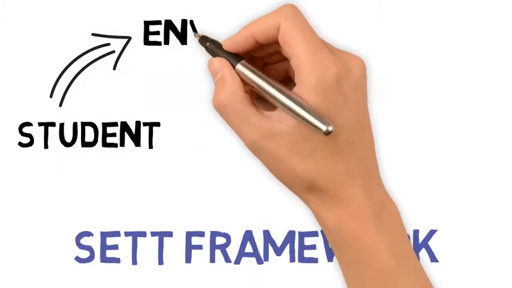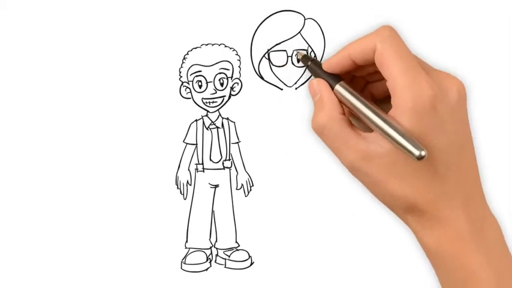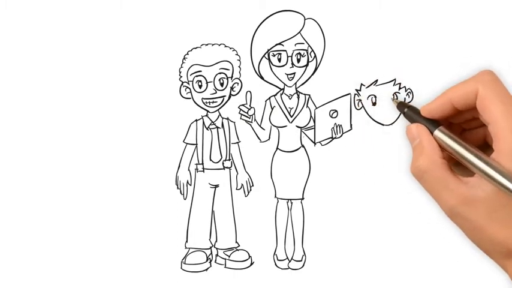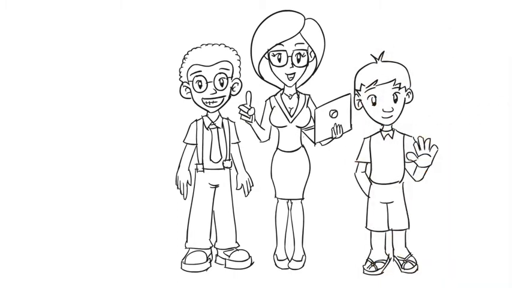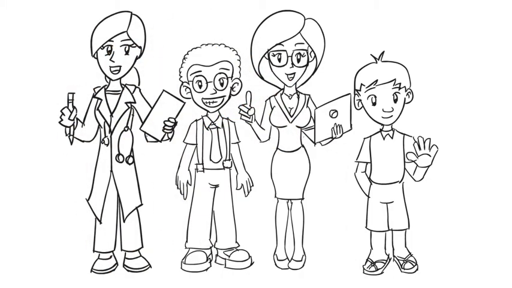Environment. Where does the child need to communicate? Who does the child need to communicate with in each environment? What supports or tools are already in place? And what are the attitudes, expectations, and skills of the people supporting the child in each environment?